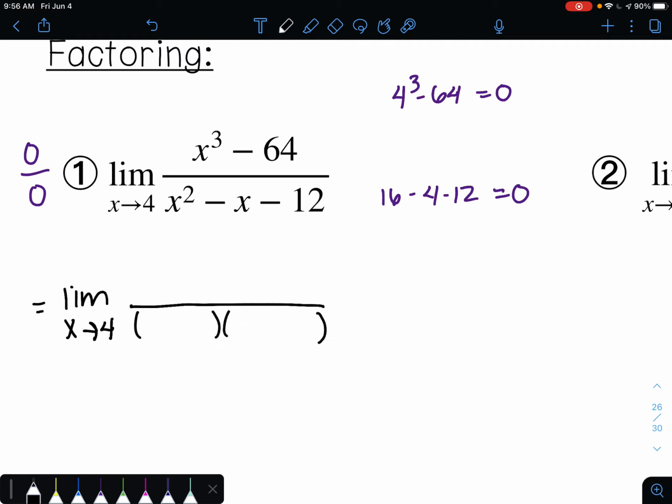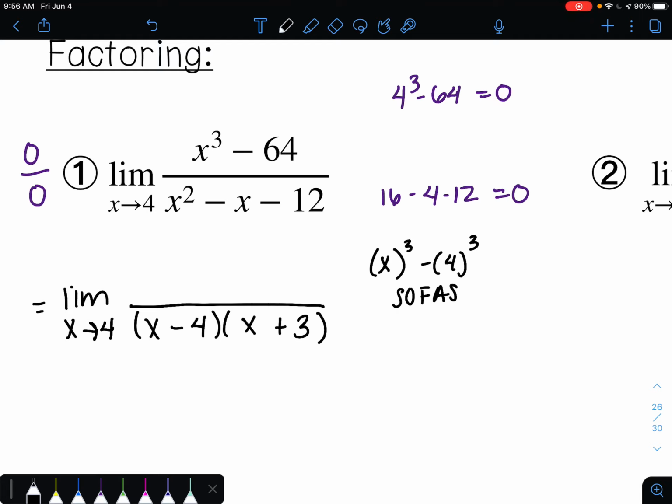So let's factor the denominator first because that's a little easier. So we want to multiply to negative 12 and add to negative 1. So that's going to be negative 4 and positive 3. Now in the top, I have a difference of perfect cubes, right? I can rewrite x cubed minus 64 as x all cubed minus 4 all cubed.